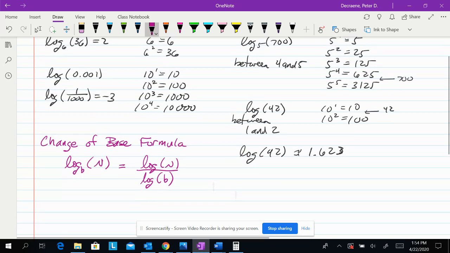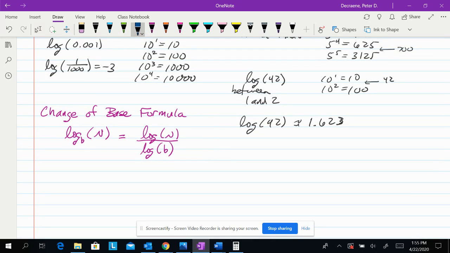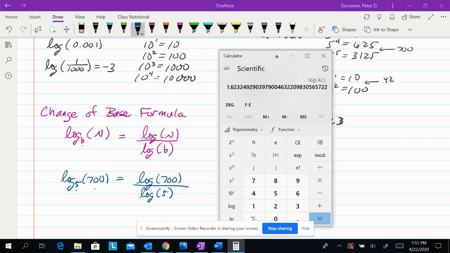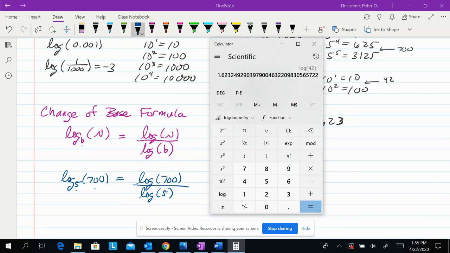So let's go back to our log base 5 of 700 as an example. The base is 5, the number is 700. We can't do base 5 on many calculators, so I've got to use this change of base formula. So it's going to be the log of the number 700 divided by the log of the base, log 5. Now when we use our calculator on this, we have to be careful. If you're using your phone as a calculator, you're probably going to have to do the same kind of thing. You've got to type in the number first and then the logarithm, divided by the number and then the logarithm, and then equals.